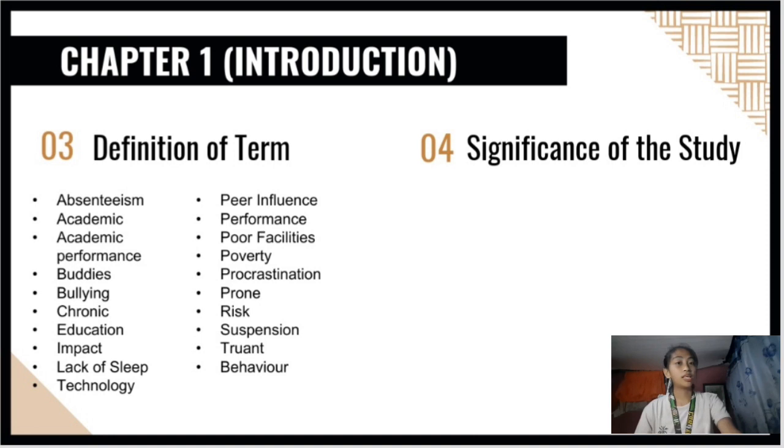The next one is prone. When you say prone, it means inclined or liable to encounter, suffer from, or do anything, usually something unfortunate or unwanted. When we hear risk, it's a precarious condition where danger is present.